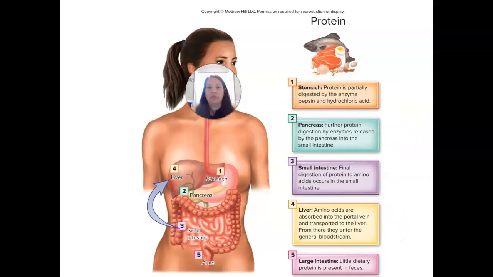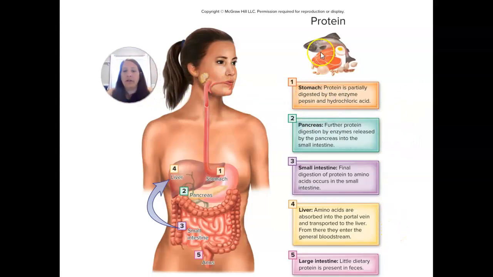Okay? So again, protein-rich foods, fish, meat, eggs, nuts, seeds, are going to enter the stomach. Well, first of all, they get chewed up, right, in the mouth. They enter the stomach, and again, the protein is going to be partially digested by the enzyme pepsin. And again, it's going to be denatured by hydrochloric acid. And hydrochloric acid, again, activates pepsin.